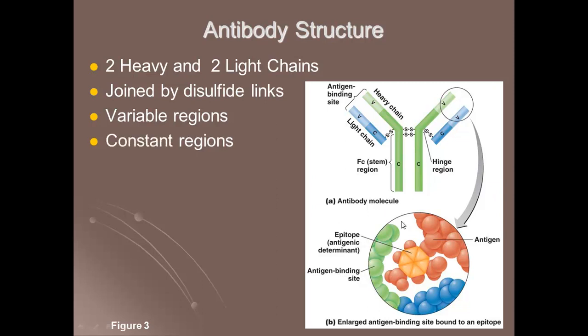The constant region is found on both the heavy and the light chains. The constant region of the heavy chain forms the base of the antibody molecule. So here is your constant region. You have 5 different types of constant regions, and those 5 different types of constant region correlate to the 5 different types of antibodies. You also have what we call the Fc, or the stem region.